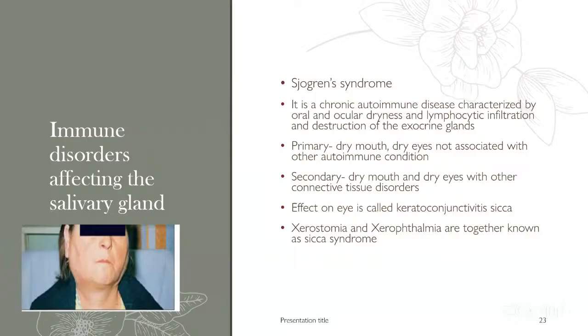Moving on to immune disorders, the most important one is Sjogren's syndrome. This condition is very important in that it is an autoimmune disease, and also a lot of investigations are done to diagnose this condition. It is characterized by oral and ocular dryness, and also there is lymphocytic infiltration of the exocrine glands. So you have primary and secondary Sjogren's syndrome. Primary is characterized by dry mouth, dry eyes, and it's not associated with other autoimmune conditions, whereas secondary is associated with other connective tissue disorders like scleroderma, lupus erythematosus, etc.